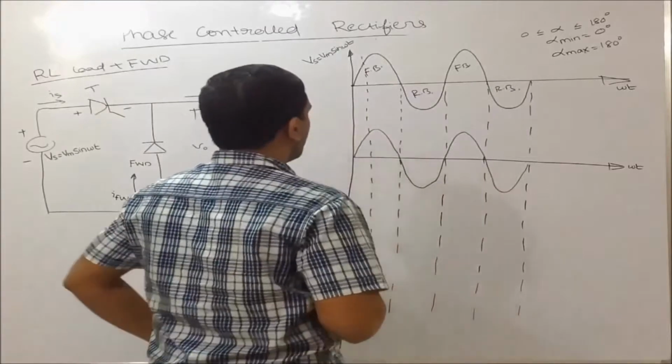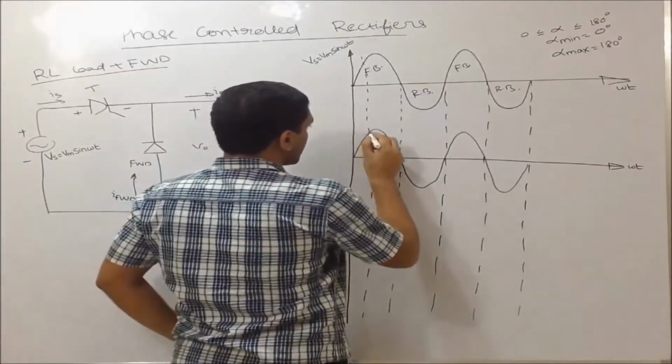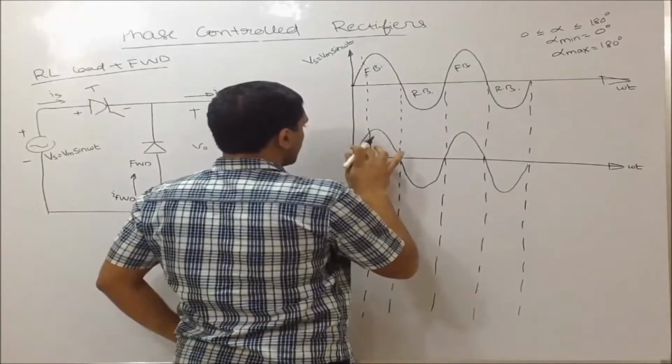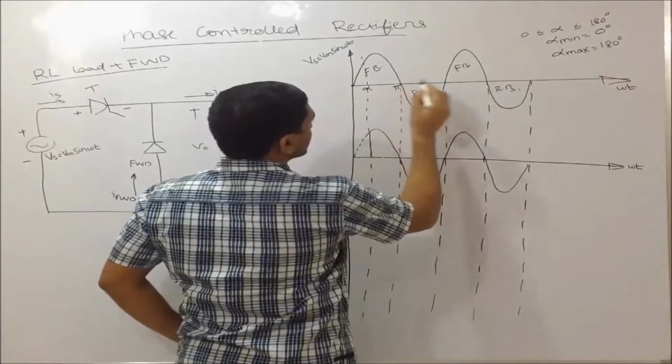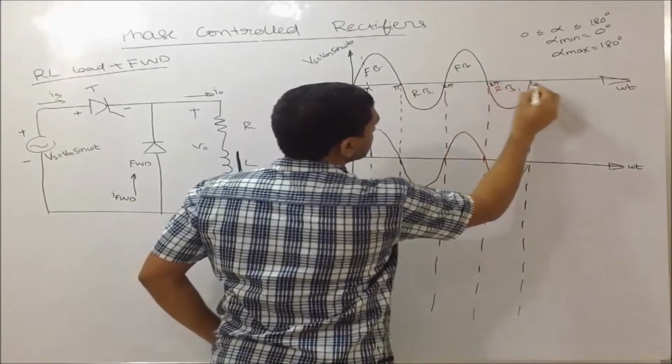Okay, now we will see. Since it is forward biased, it starts conducting from this point. From 0 to alpha, it doesn't conduct.